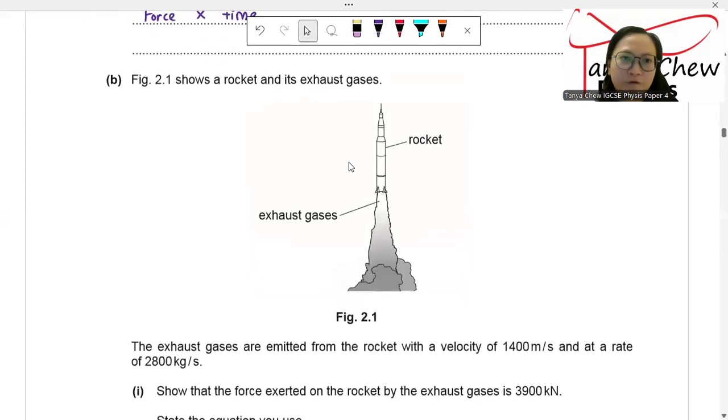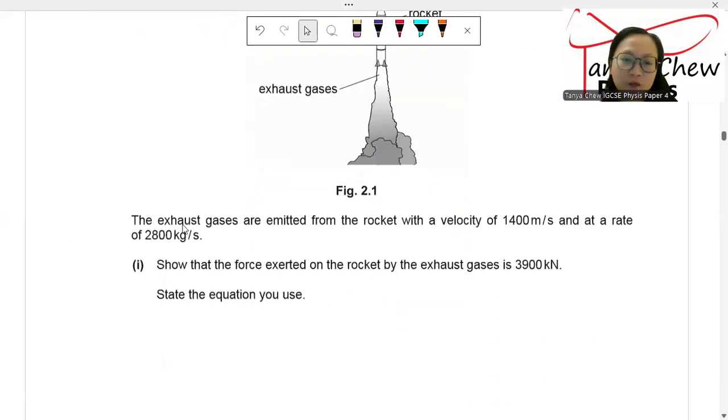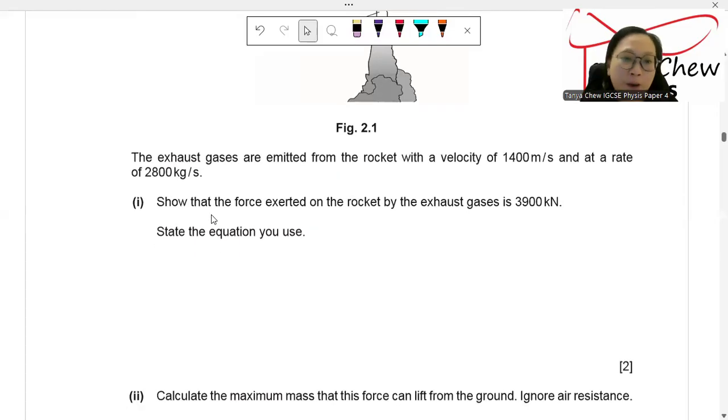Now B, Fig 2.1 shows a rocket and its exhaust gases. The exhaust gases are emitted from the rocket with a velocity of 1,400 meters per second at a rate of 2,800 kilogram per second. First part, show that the force exerted on the rocket by the exhaust gases is 39 kilonewton. State the equation that you use.